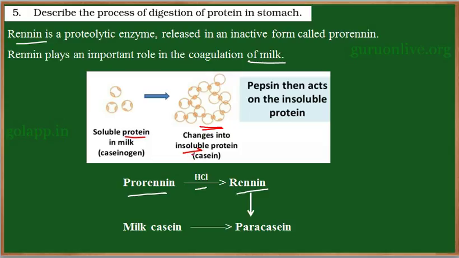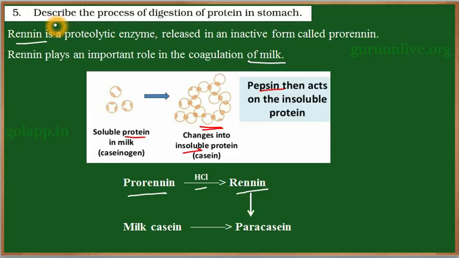And this insoluble protein will be acted upon by pepsin. So pepsin further breaks the proteins present in the milk and converts them into proteases and peptones. But without coagulation, pepsin directly cannot act upon the proteins. So to make it insoluble, renin is required.